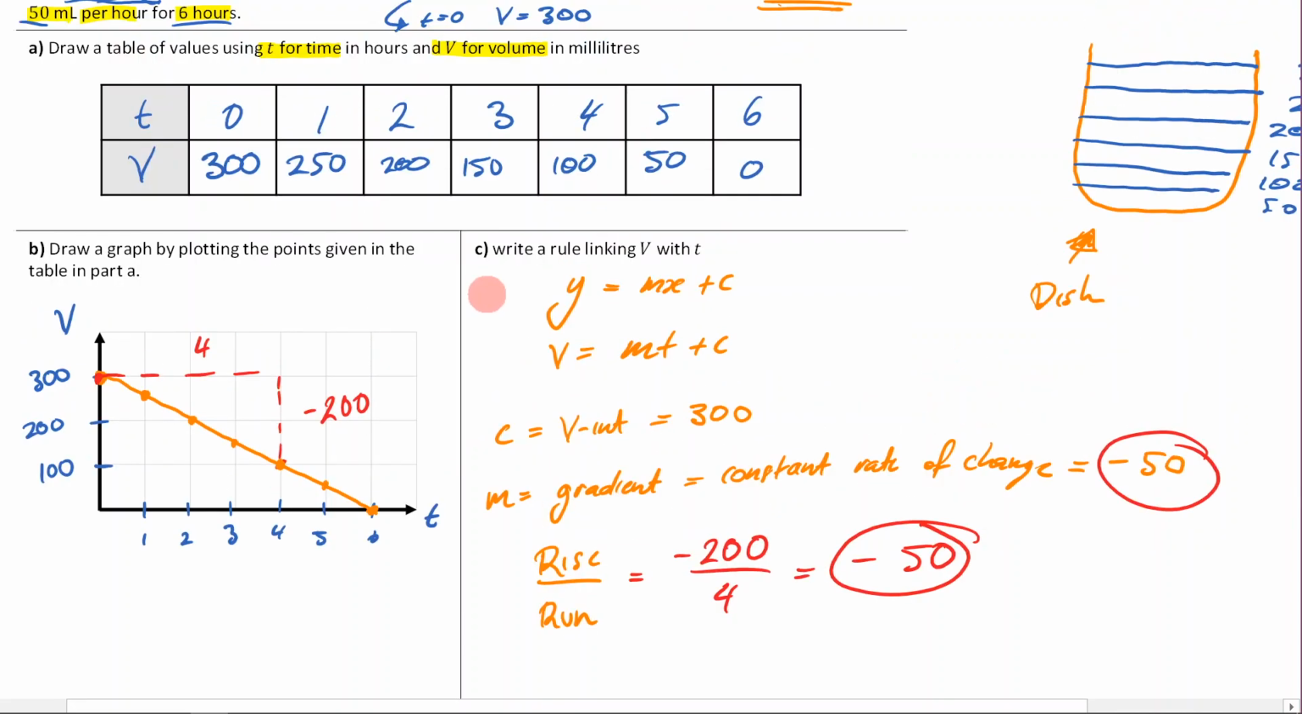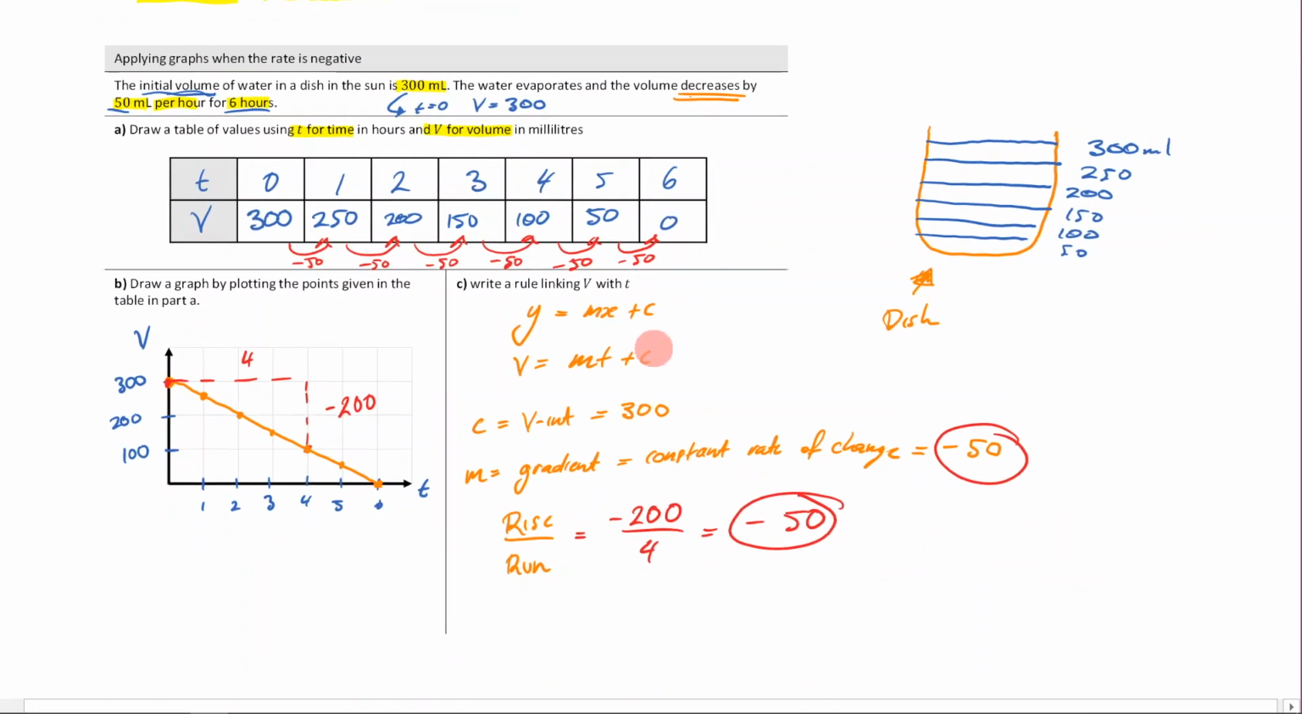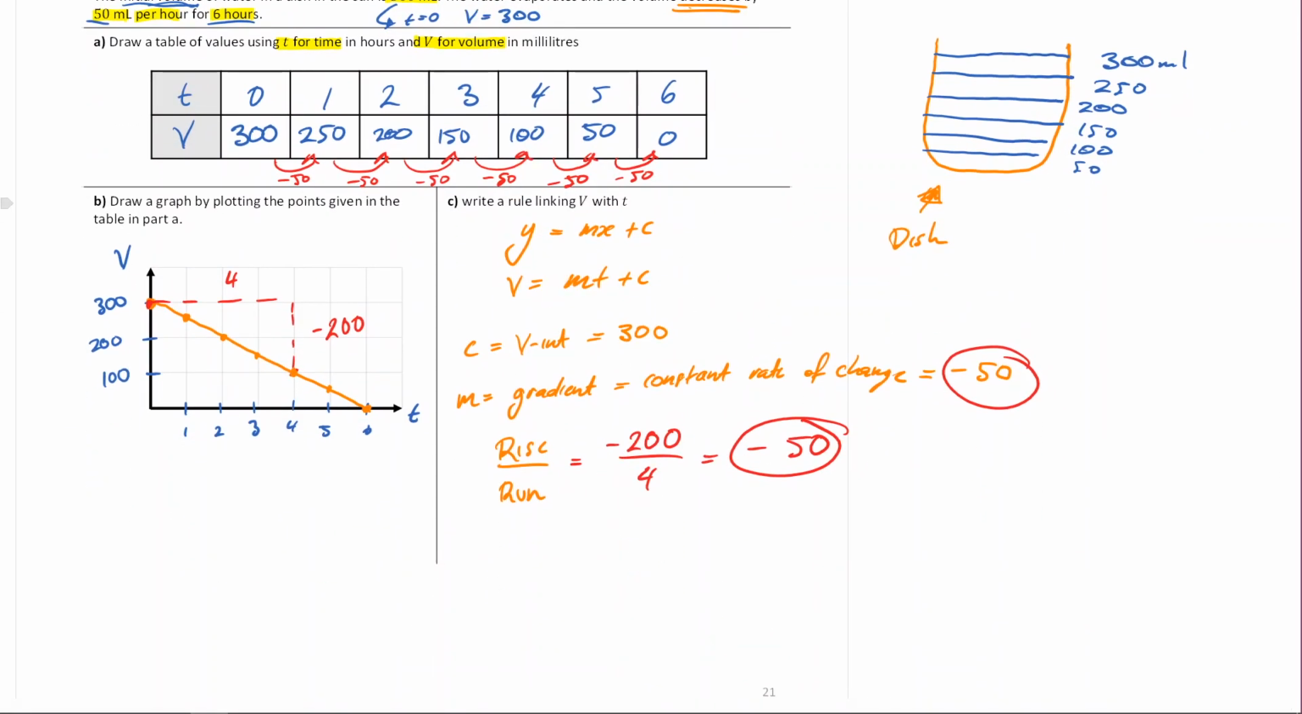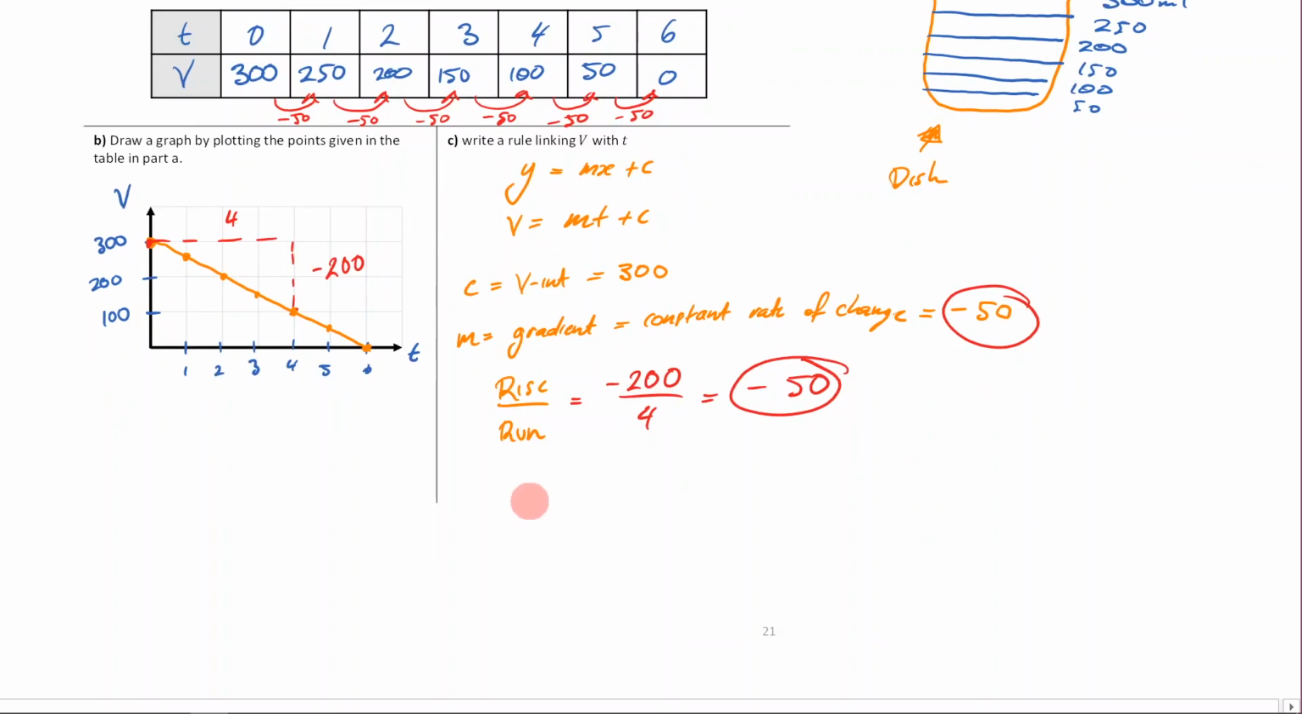You could also, if you want to, just figure out how much you're going down by for your V values here. And it's quite clear that I'm going down by 50 each time. Remember, this is another way of figuring out your gradient, by looking at your table of values and figuring out what the difference in the Y is as X increases by 1. So as we come now to fill in what our rule is, it's simply going to be my volume is equal to my M value, negative 50 T, and then my C value is plus 300. That, everyone, is going to be the rule that I use.